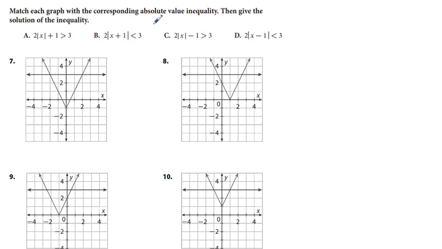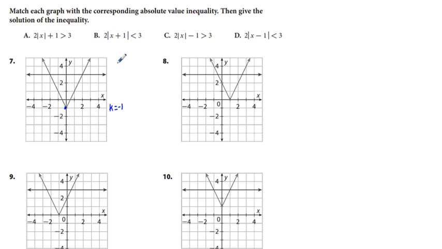Next, match each graph with its corresponding absolute value inequality, then give the solution of the inequality. I'm going to try just to do numbers 7 and 9, but in reality, you'd be able to do all of these. This one, 7, we have our vertex here at -1, so k is equal to -1.